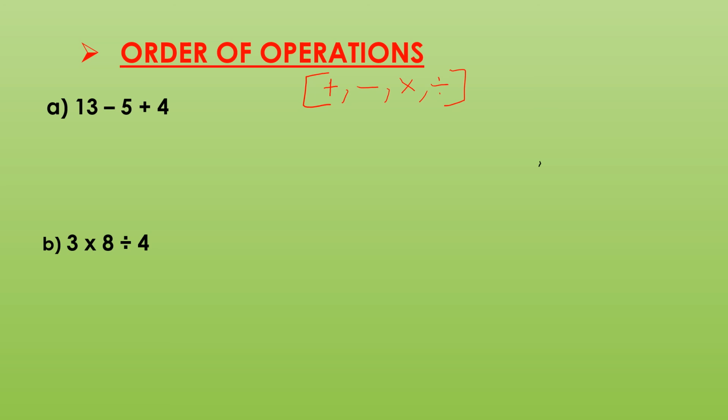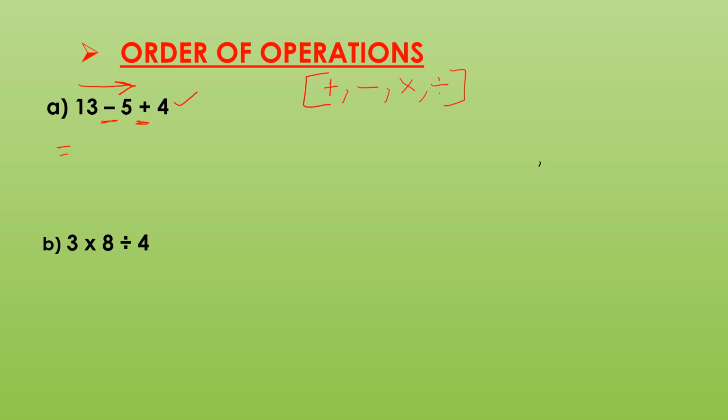The first rule is, if the numerical expression has only addition sign and subtraction sign, you will do the left to right rule. Understood? See, let us take the first example. The first example is 13 minus 5 plus 4. This has one subtraction sign and one addition sign. So what do we do? We apply the left to right rule and you start the calculation from the left.